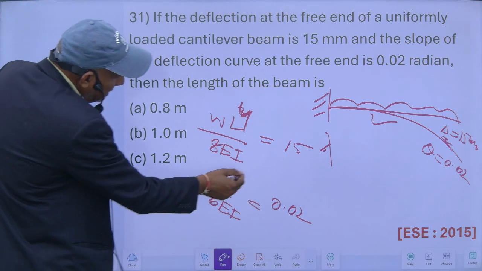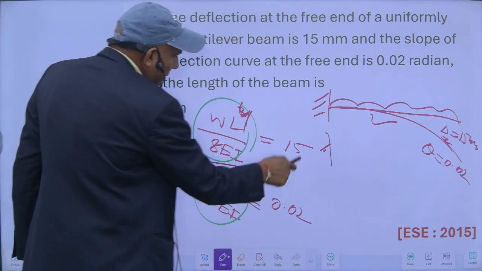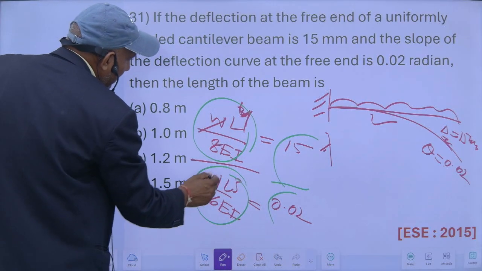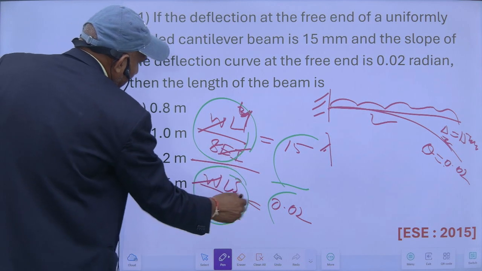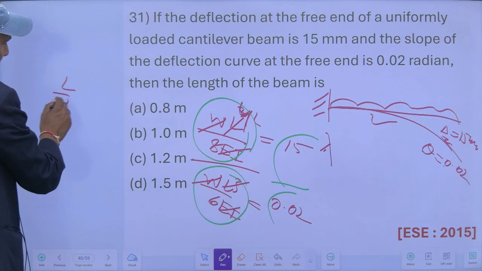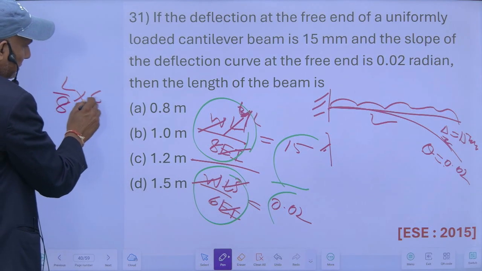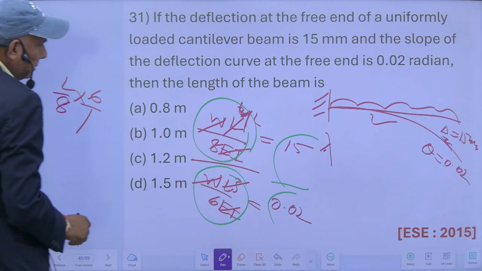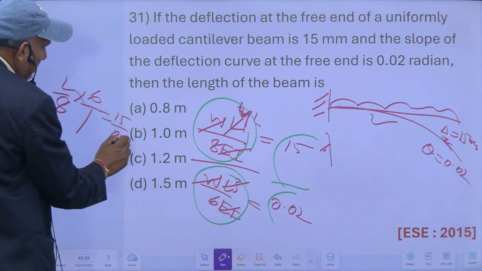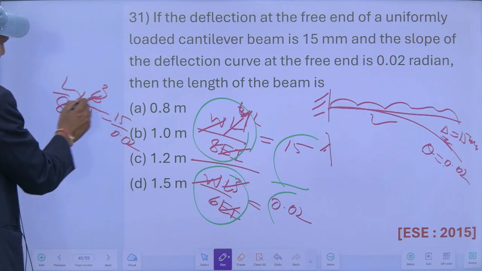If I divide this by this, it is equal to this by this. So W and W will cancel, EI, this L cube, and this will be L. So it will be L upon 8, and this will be 6 upon 1 is equal to 15 upon 0.02. So this is 3 by 4.